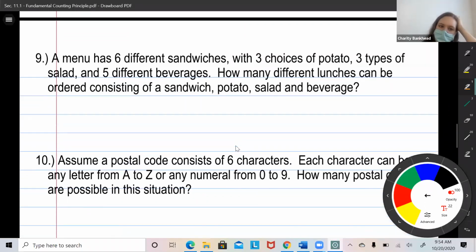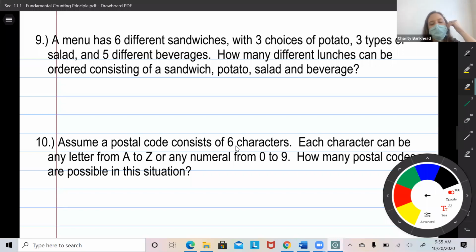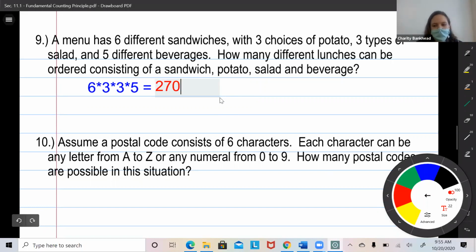All right, number 9 says a menu has 6 different sandwiches with 3 choices of potato, 3 types of salad, and 5 different beverages. How many different lunches can be ordered consisting of a sandwich, potato, salad, and beverage? So in this case, we're just going to do 6 times 3 times 3 times 5. That's 270.